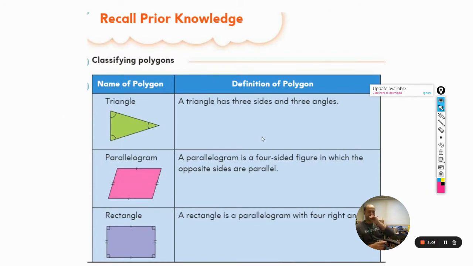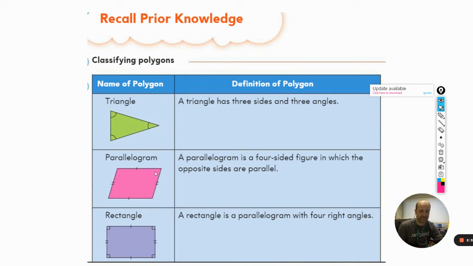Okay. So, classifying polygons. A polygon is a shape that has sides made up of line segments. Okay. Triangle, polygon with 3 sides and 3 angles. Parallelogram, 4-sided figure in which the opposite sides are parallel. Now, some of these definitions overlap. Is this rectangle down here a parallelogram? Well, yeah, it says it's a parallelogram with 4 right angles. Okay, the parallelogram is just 2 sets of parallel sides. The rectangle is a parallelogram where it has right angles. Okay, and then we'll get to square.